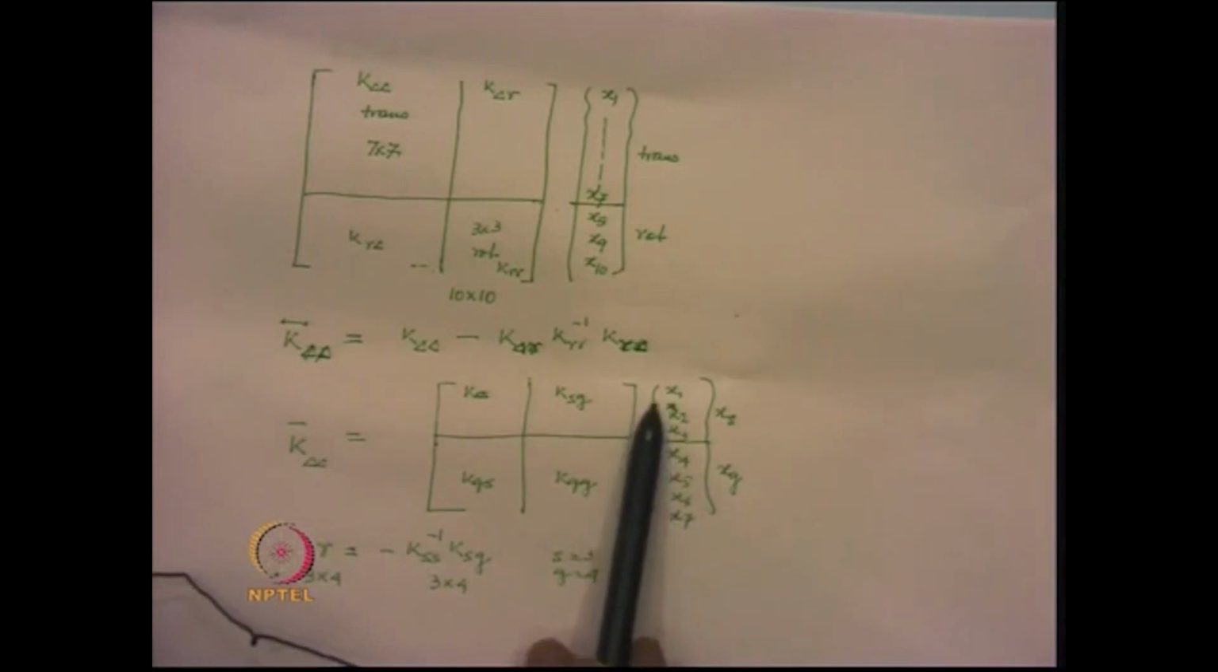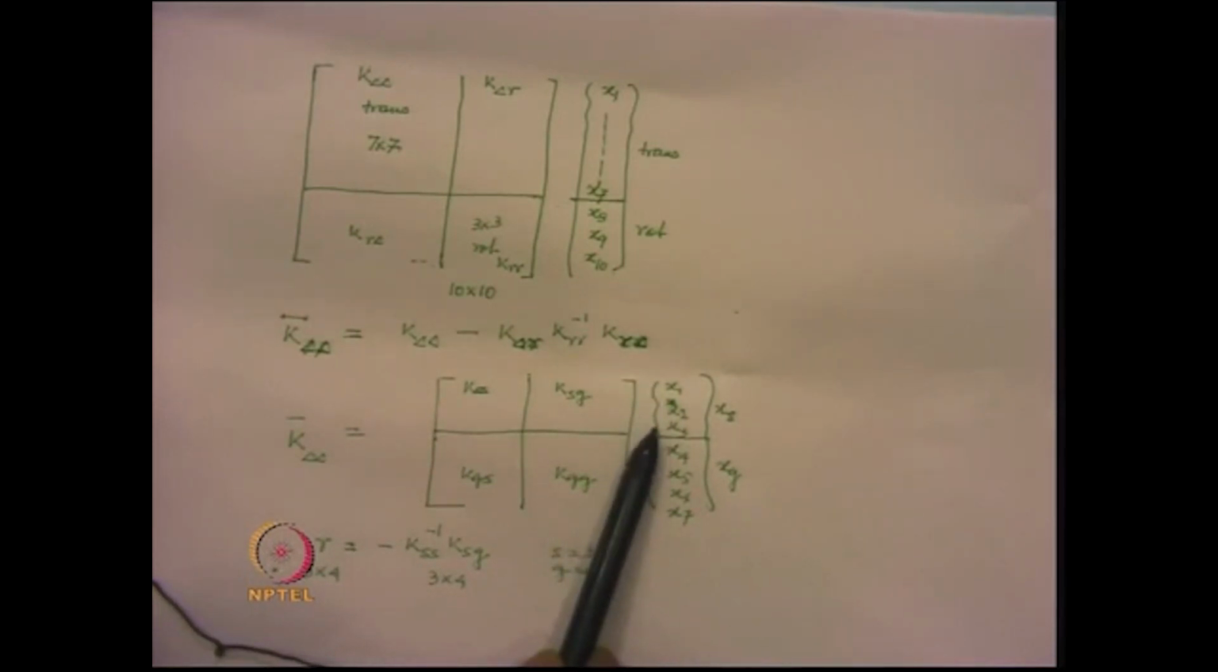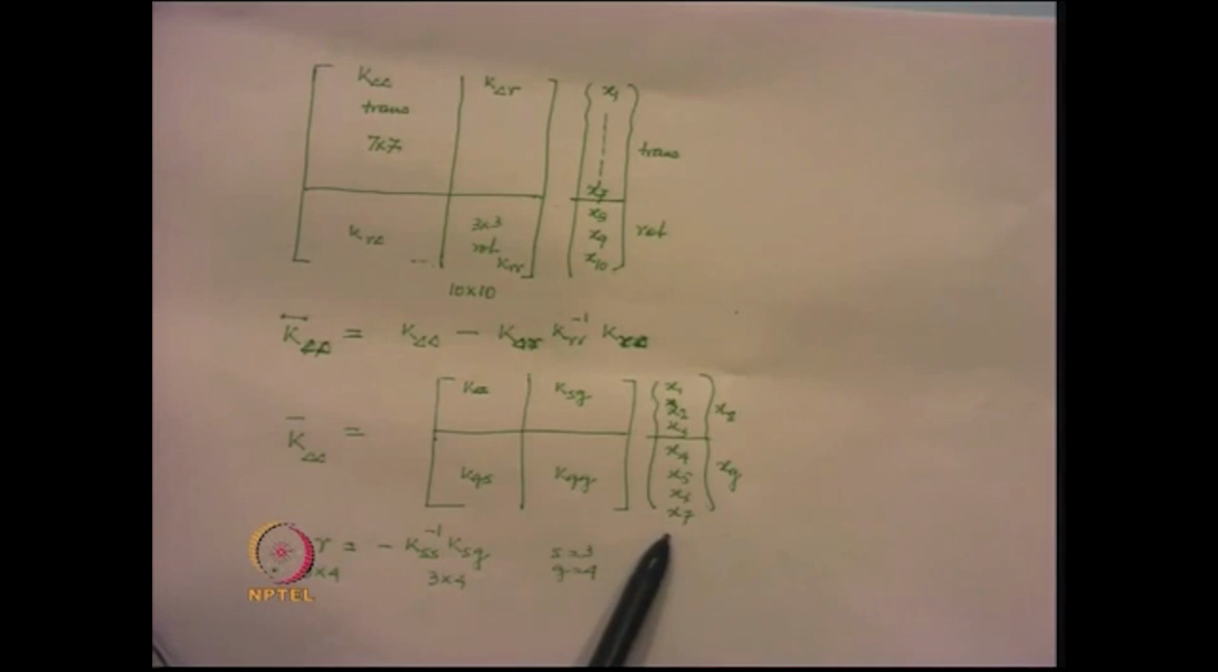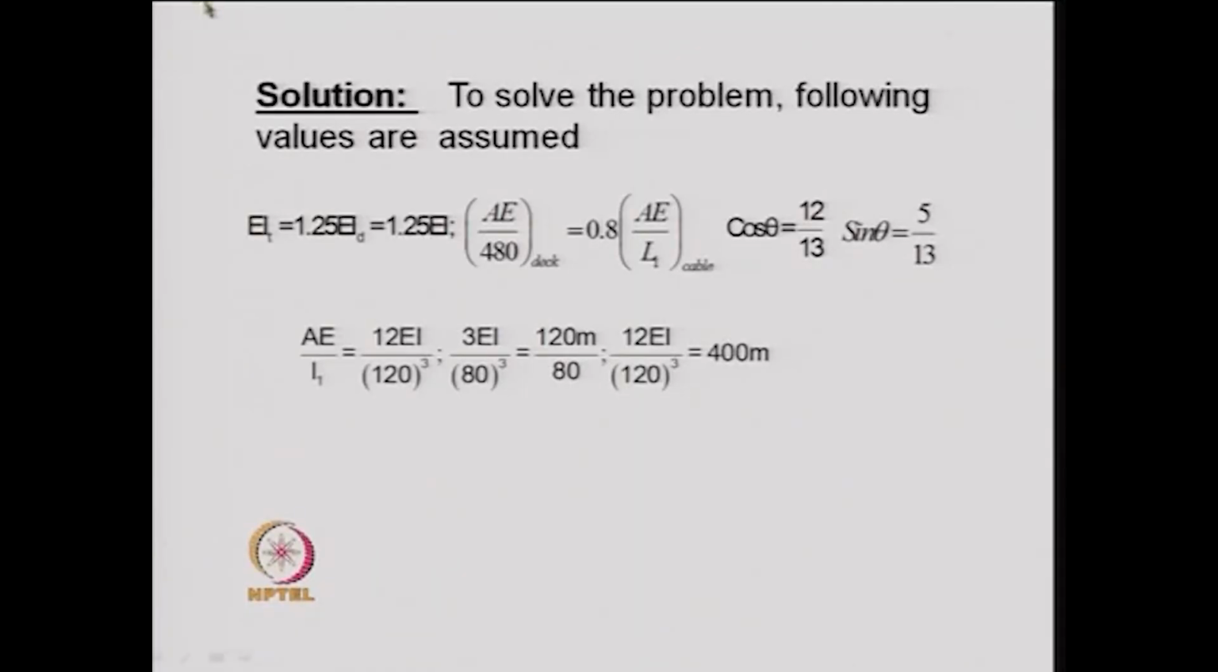Once we get this condensed stiffness matrix, it is further partitioned into the non-support degrees of freedom, that is the 3 degrees of freedom, 2 at the top of the pylons and 1 at the center of the deck. These are the 3 translational degrees of freedom, and the other 4 degrees of freedom are at the 4 supports of the cable supported bridge. Once we partition them, then using this matrix and this matrix we can obtain the value of the R matrix.